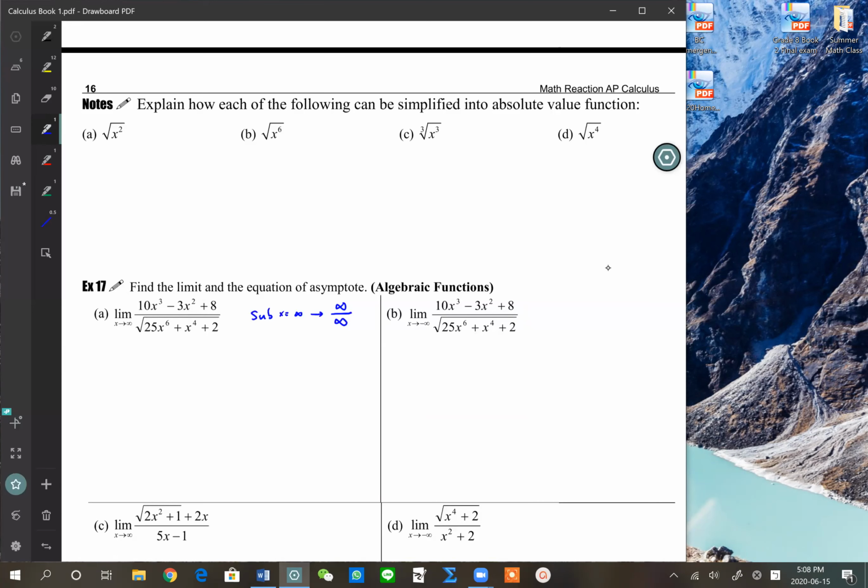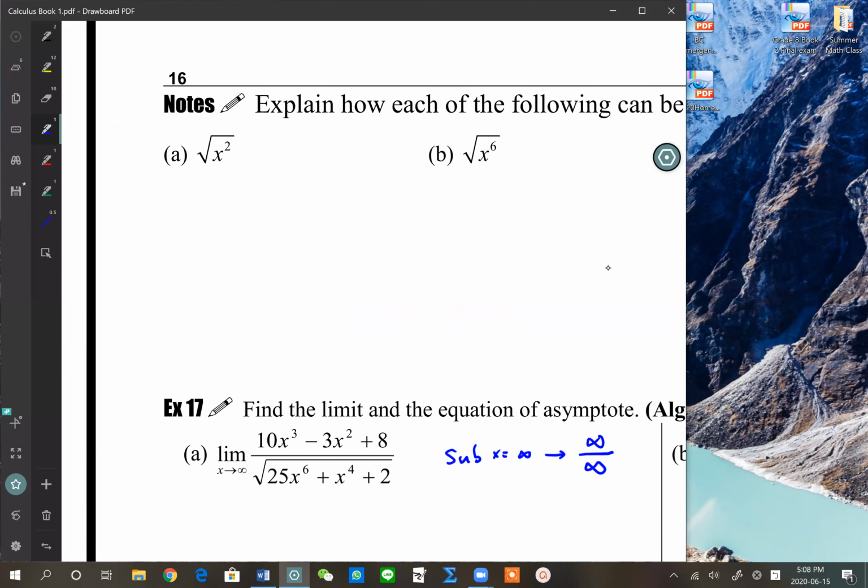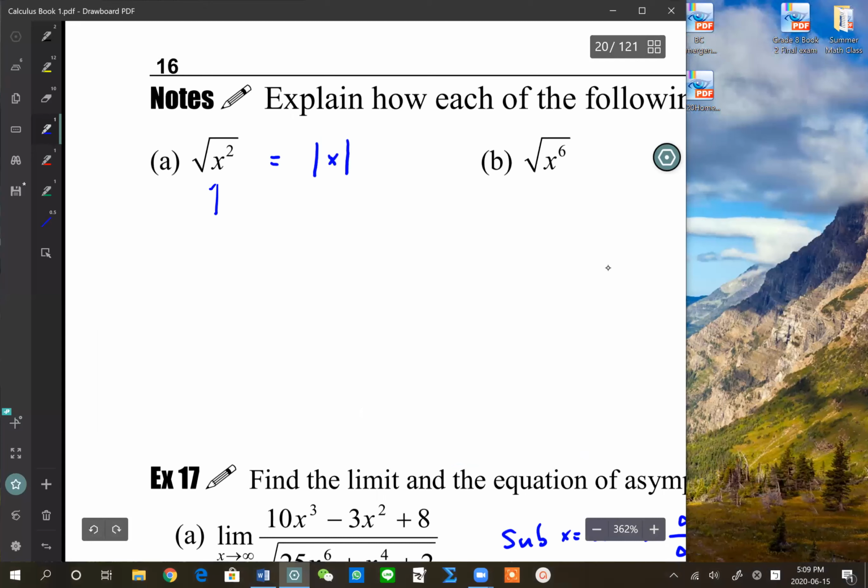So here I want to explain how each of the following can be simplified into an absolute value function. And once you get to an absolute value function, you have to think about piecewise function, right? How to take away the absolute value. So the first one over here, square root of x squared is the same as absolute value of x, right? Because any number, if I sub into the left side, it will get squared first. So it will make it positive and then break it down.